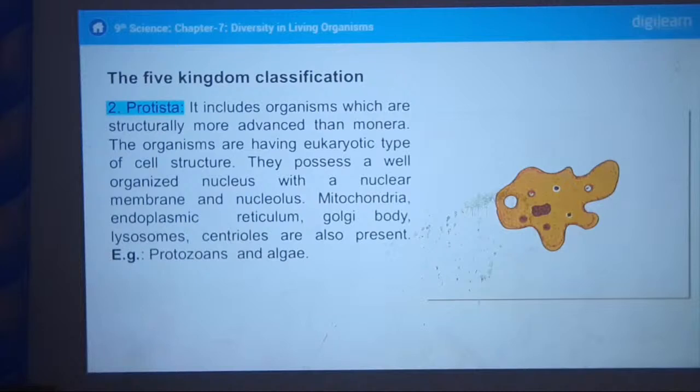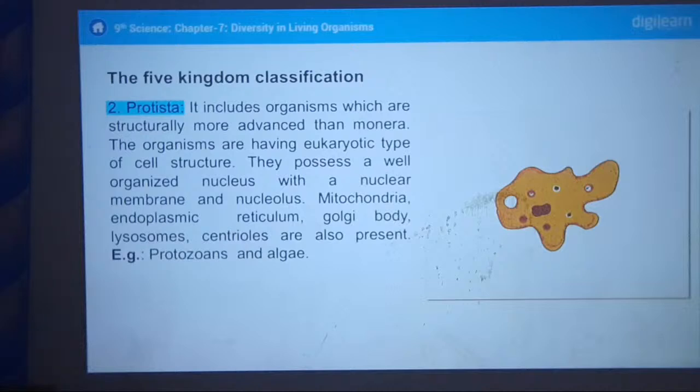Protista. It includes organisms which are structurally more advanced than Monera. The organisms are having eukaryotic type of cell structure. They possess a well-organized nucleus with a nuclear membrane and nucleolus. Mitochondria, Endoplasmic Reticulum, Golgi body, Lysosomes, Centrioles are also present.